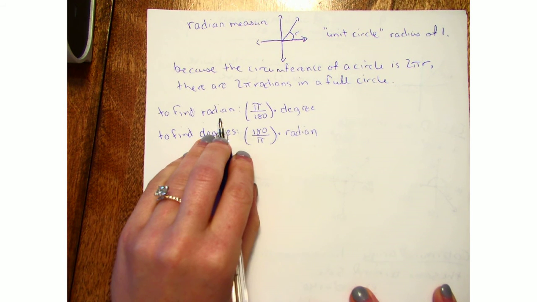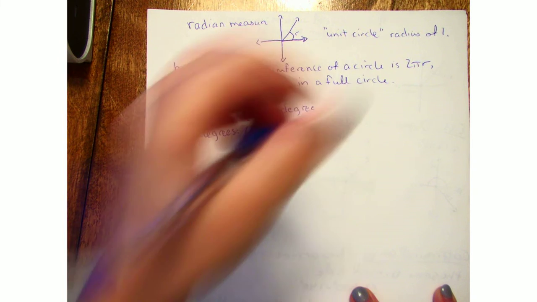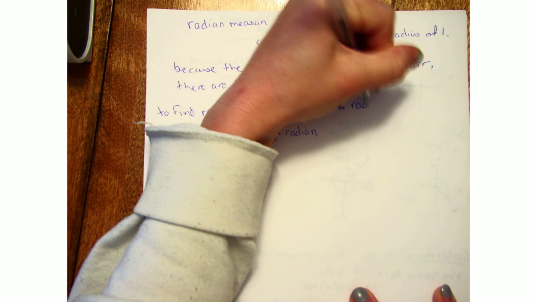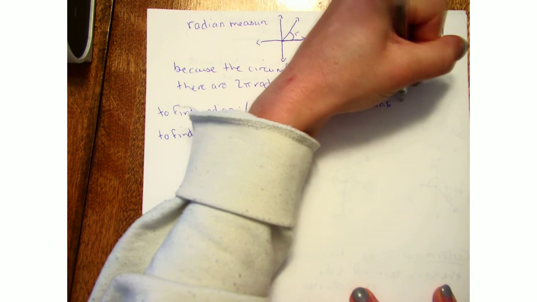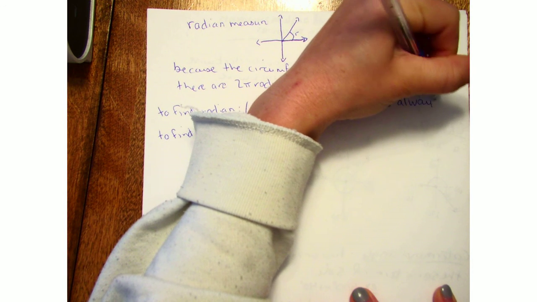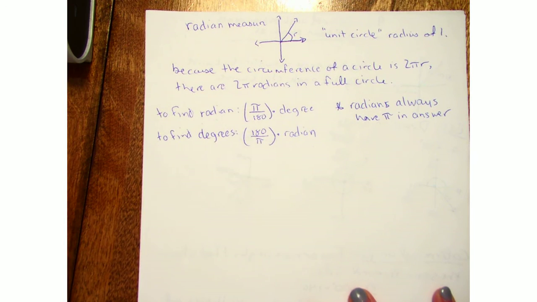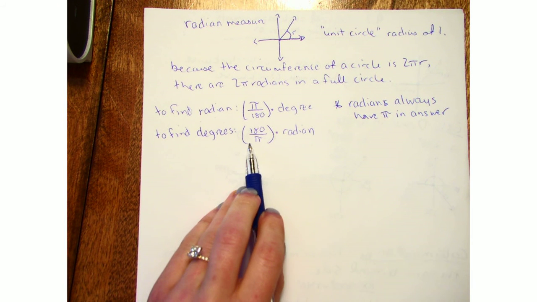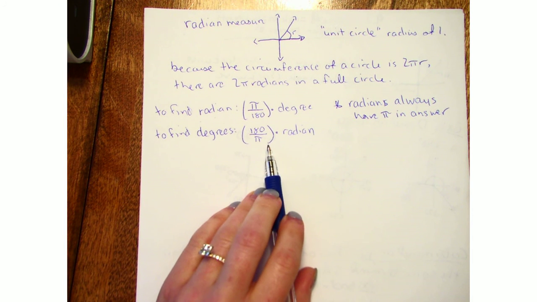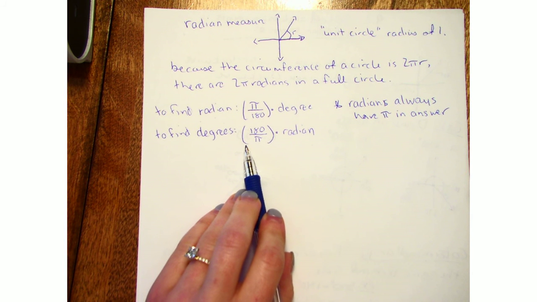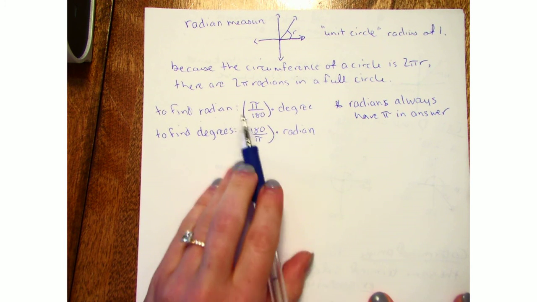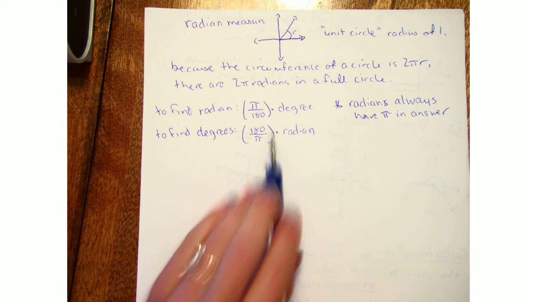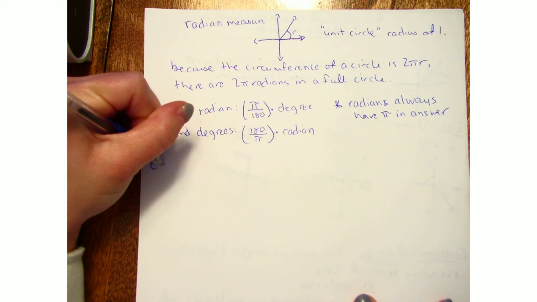When you're looking for radians, you're always going to have pi in the answer. Radians always have pi in the answer. Degrees obviously don't. Degrees would be 45 degrees, 180 degrees, 70 degrees, 36 degrees. So with degrees, you should end up with a regular, normal number. Radians, you're going to have pi in the answer. So let's see what I'm talking about.